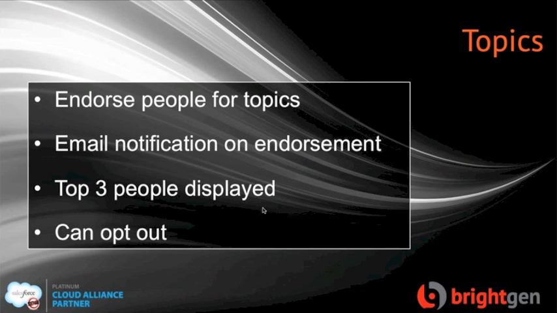Anyone who is endorsed receives an email notification that that's happened, and they can configure that on an individual basis via their chatter notification settings. And when you access a topics page, the top 3 experts, the top 3 most knowledgeable people, are displayed with a link to go and view the rest of the knowledgeable people.